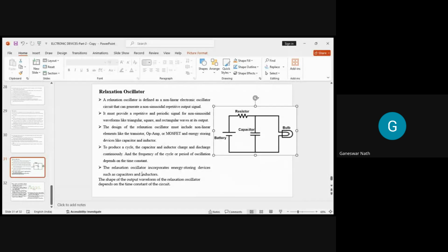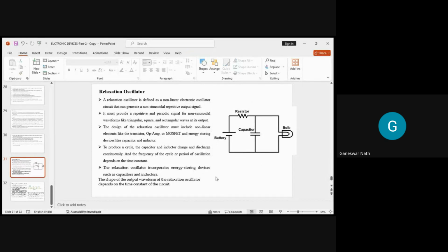The time constant factor also affects this in many cases. The relaxation oscillator incorporates energy storing devices such as a capacitor and inductor, and the shape of the output waveform of the relaxation oscillator depends upon the time constant of the RC circuit. These things we have already told here.